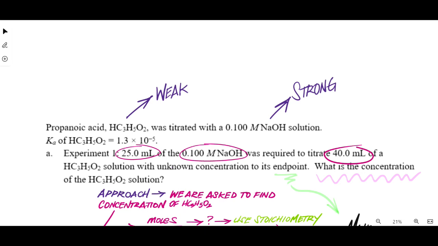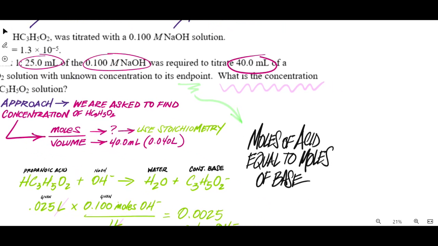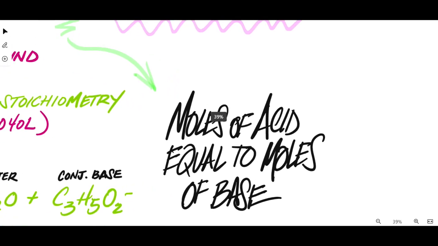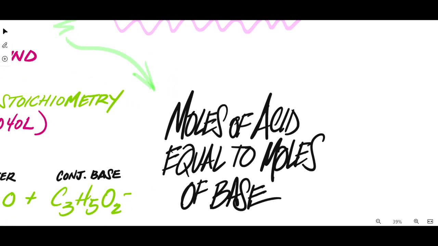Now, very quickly, what's the significance of the end point? So a quick reminder, the end point is when your indicator changes color, and it tells you that you've reached the equivalence point. I know we have a lot of points here. The equivalence point is when the moles of acid are equal to the moles of the base. That's critical, because that means we can calculate the moles of the base using the volume and the concentration, and we then know how many moles of the acid we have at that endpoint.